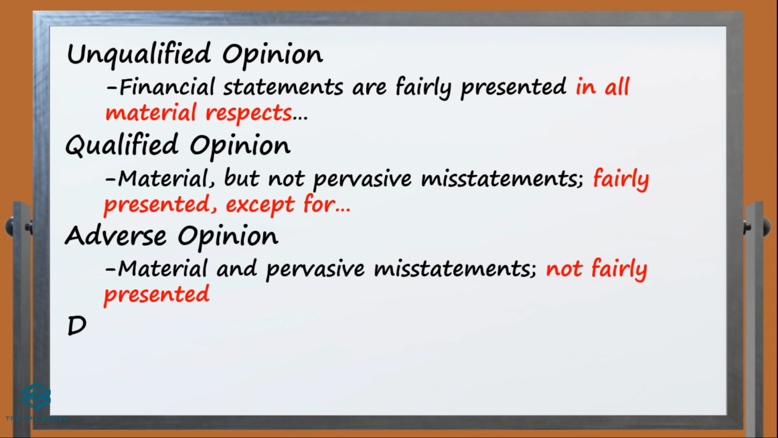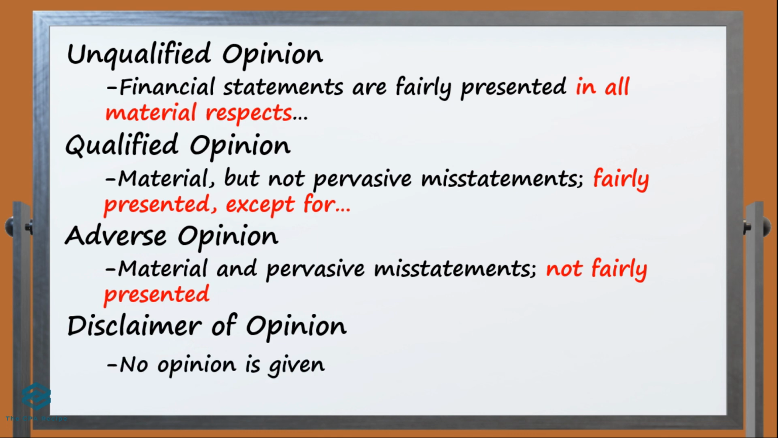And lastly, the disclaimer, which means that the auditor was unable to obtain sufficient appropriate evidence on which to base his opinion, and the auditor concludes that the possible effects on the financial statements of undetected misstatements, if any kung meron man, could be both material and pervasive.